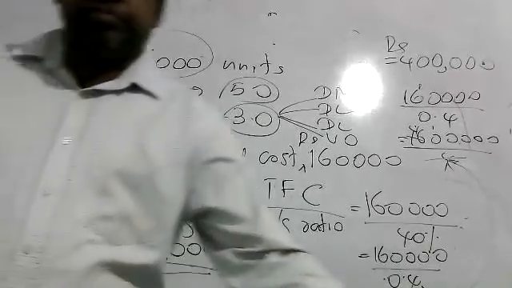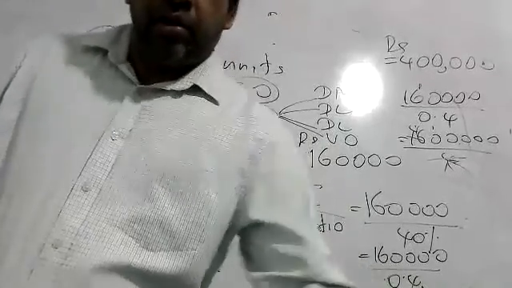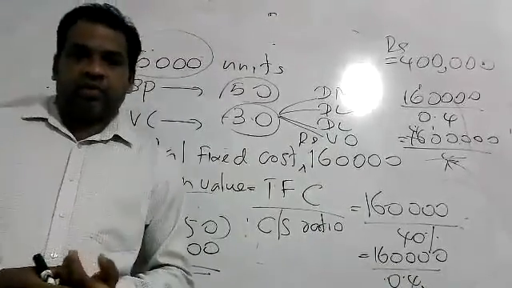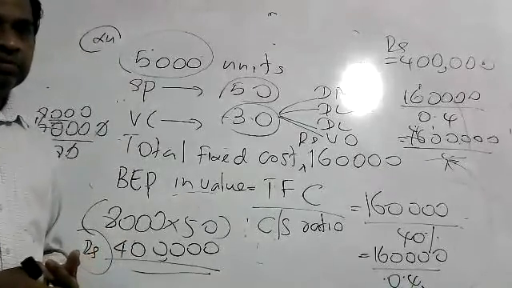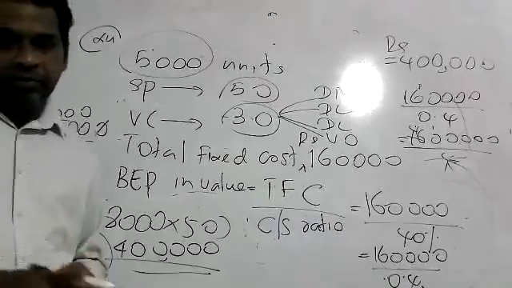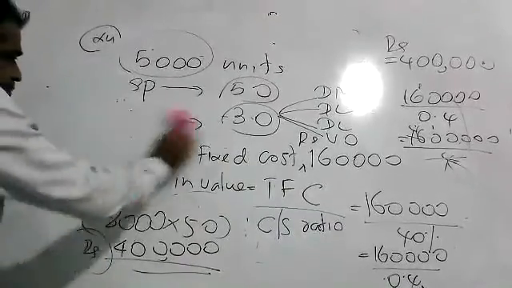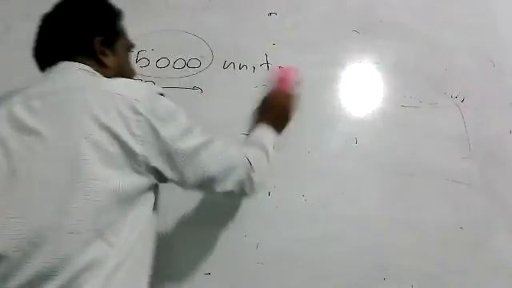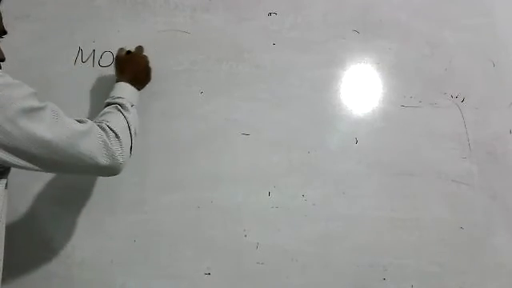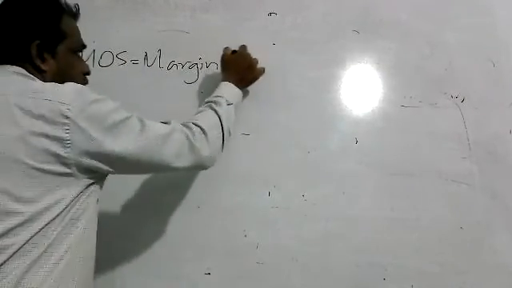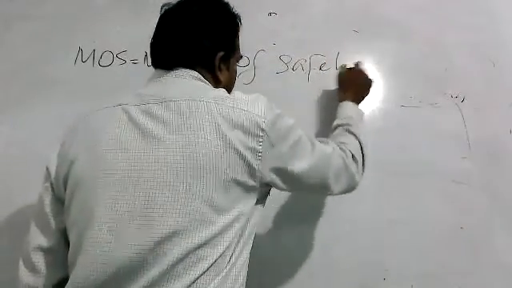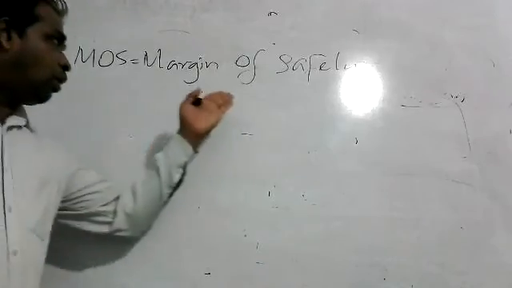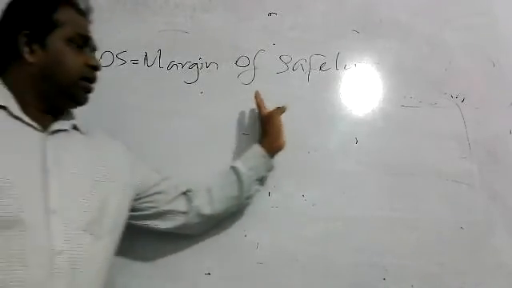Now you understood how to calculate unit contribution, total contribution, CS ratio, BEP in units and BEP in value. Right. Now we can understand other concepts available in this lesson. We have to know how to calculate margin of safety, MOS. Margin of safety. What is safety? You have to know whether the business is having safety.